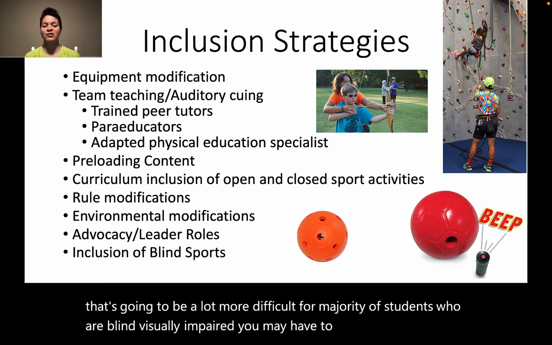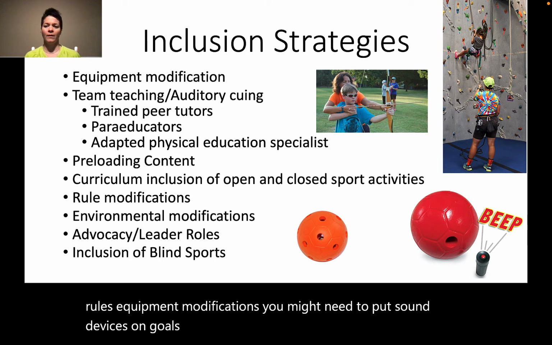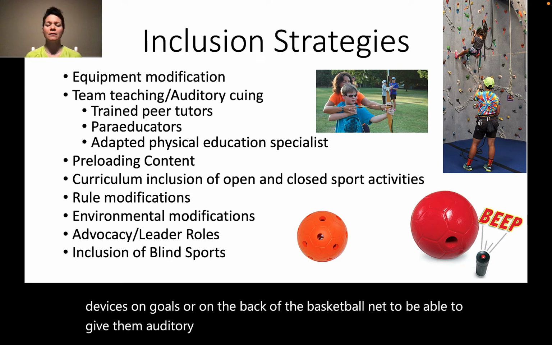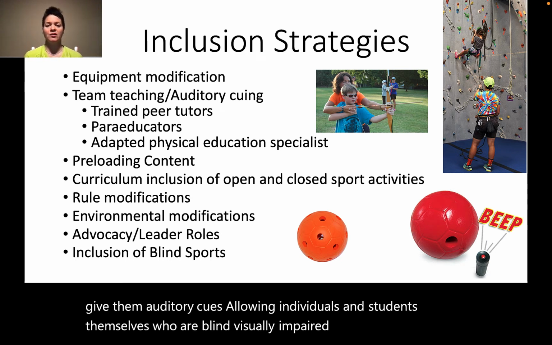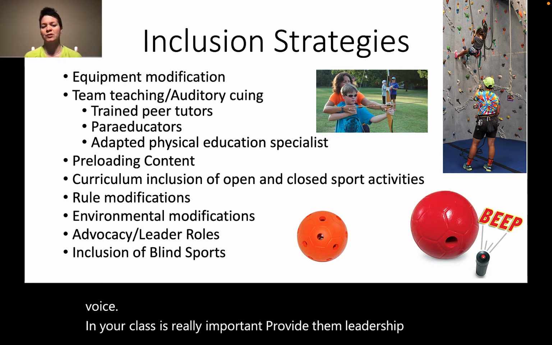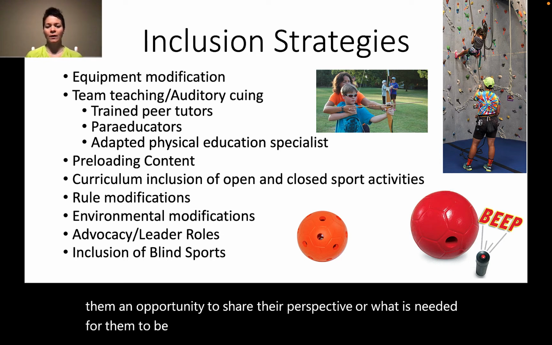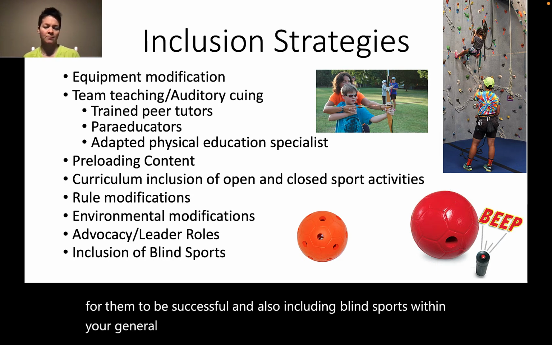You may have to make modifications to rules and equipment. You might need to put sound devices on goals or on the back of the basketball net to give them auditory cues. Allowing students who are blind or visually impaired to advocate and have a voice in your class is really important. Provide them leadership roles. Give them an opportunity to share their perspective or what is needed for them to be successful. And also include blind sports within your general physical education curriculum.